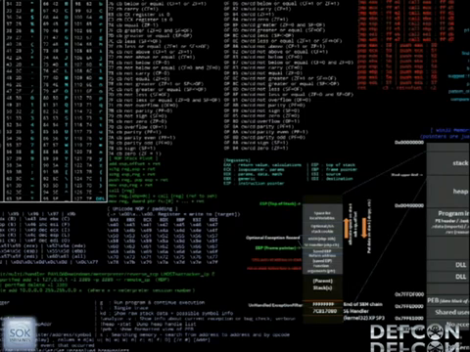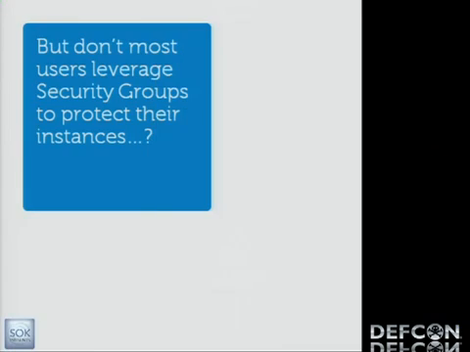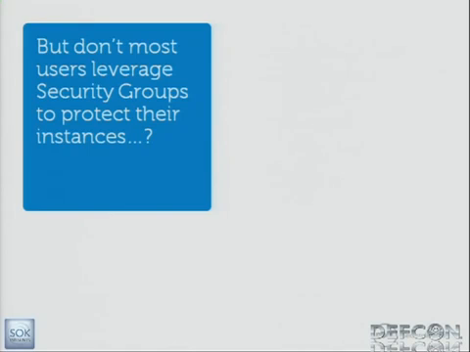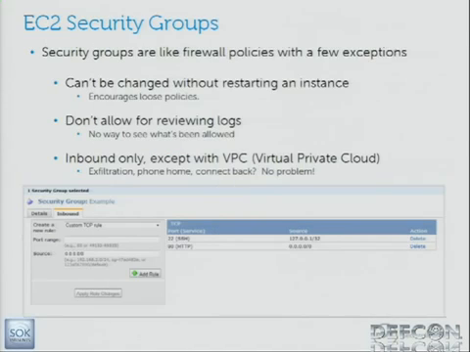But the question then becomes, the SSH keys were our biggest finding. Don't people use security groups to protect their instances? If I have an SSH key, it shouldn't matter if I can't reach the SSH port. So here's just a slide explaining EC2 security groups. It's just like a firewall policy. There's a screenshot there. The interesting thing is they're inbound only unless you're in a virtual private cloud.